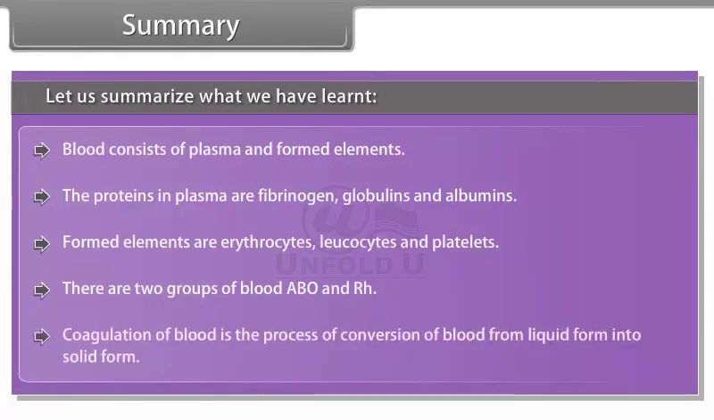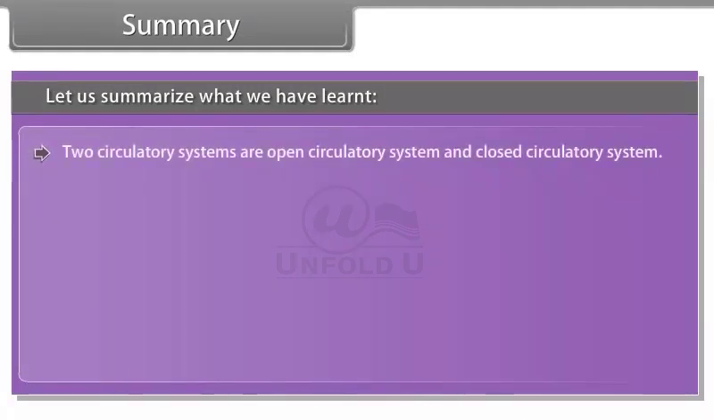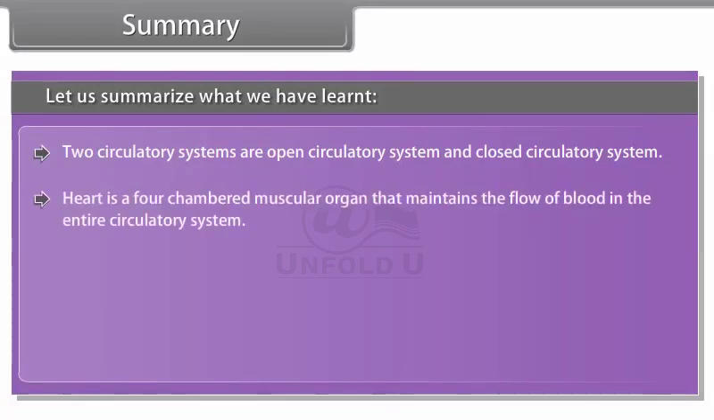Coagulation of blood is the process of conversion of blood from liquid form into solid form. Two circulatory systems are the open circulatory system and the closed circulatory system. The heart is a four-chambered muscular organ that maintains the flow of blood in the entire circulatory system.